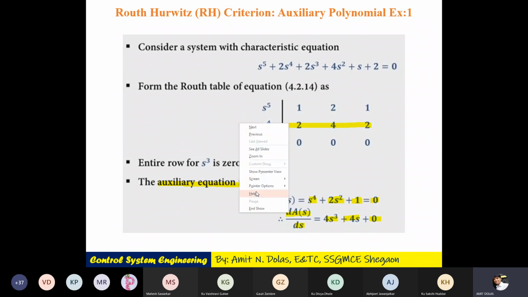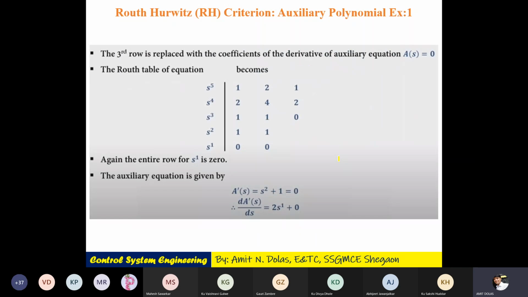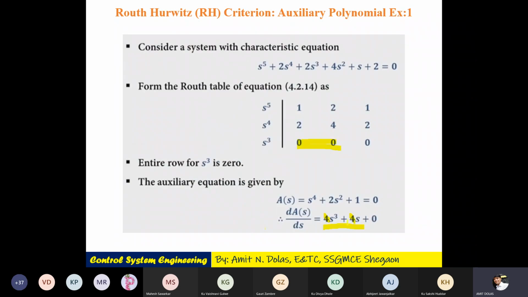So you can see what the coefficients are. We are interested in replacing these two zeros with the coefficients of the auxiliary equation obtained here. So the s cube coefficient is 4 and the s coefficient is 4. So you may replace this 0 0 by 4 4, and you may take 4 common. It may be 1 1. No worry about that. So these two zeros are replaced by 1 1. I hope you understood. If you take this 4 common, then it will be s cube plus s. So there will be 1 1.